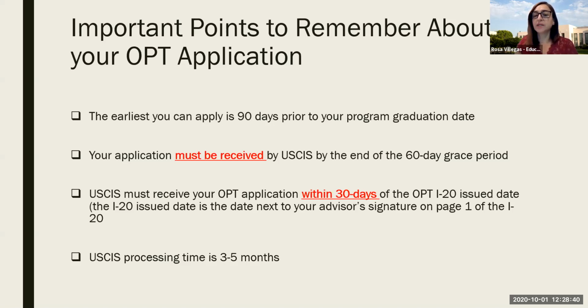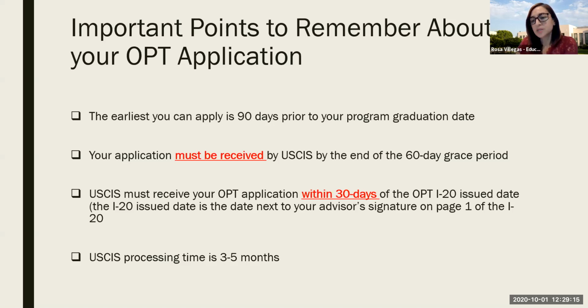Something very important, and I emphasize this because one of our students did get denied because they didn't file on time. So when you request OPT and one of us advisors creates the I-20 and issues it to you, it has an issue date. You must mail your application within 30 days of that issue date. For example, if I issue the OPT I-20 today, you only have 30 days to mail your application.